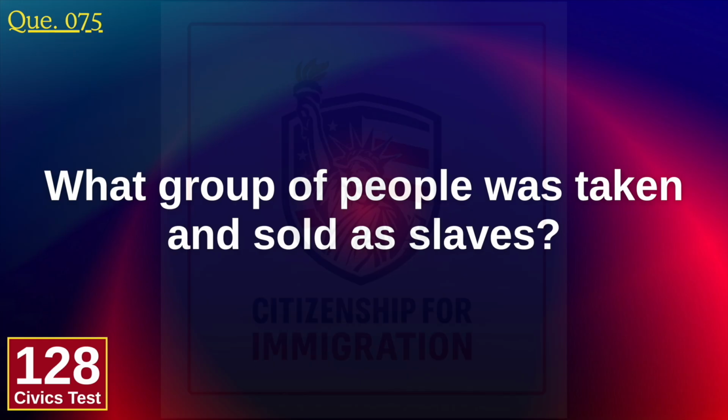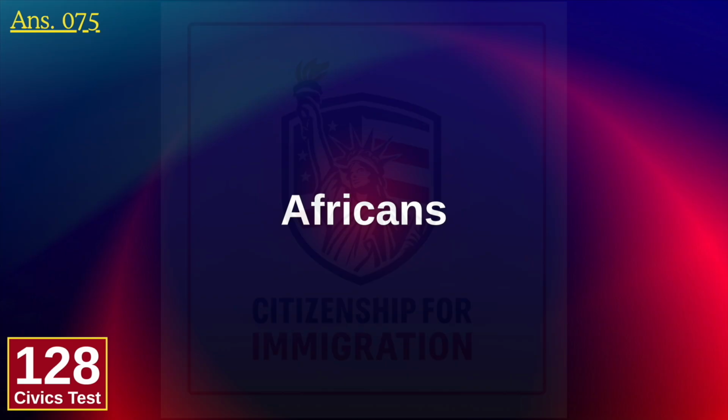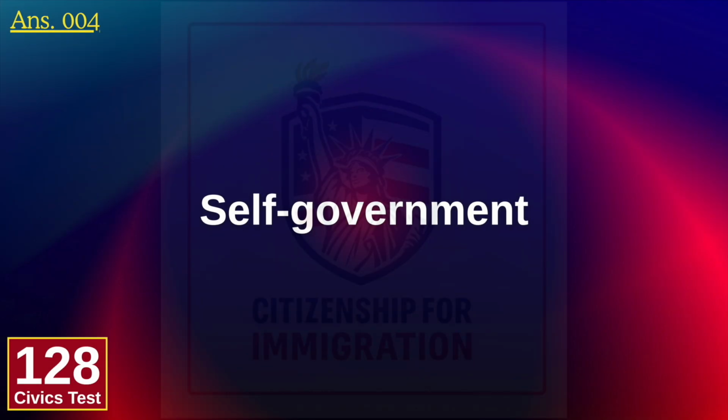What group of people was taken and sold as slaves? Africans. The U.S. Constitution starts with the words, "We the people." What does "we the people" mean? Self-government.